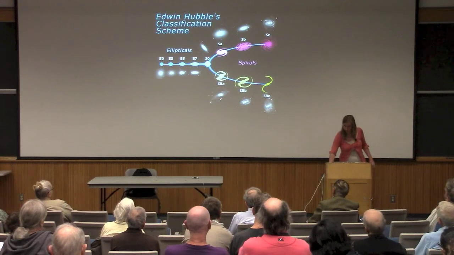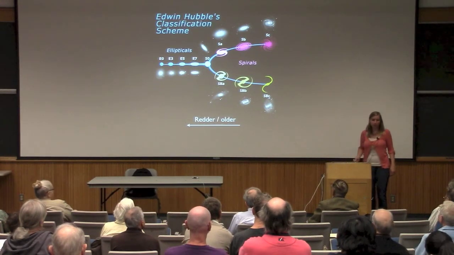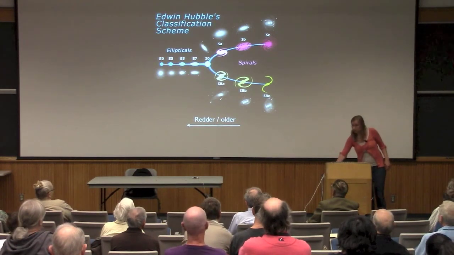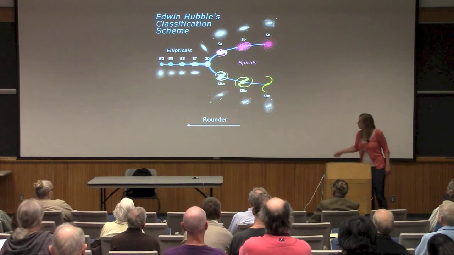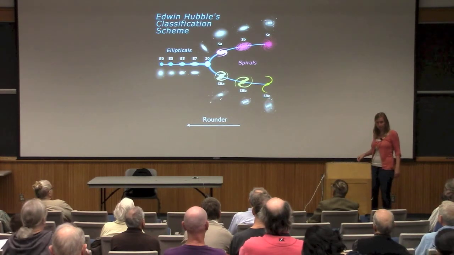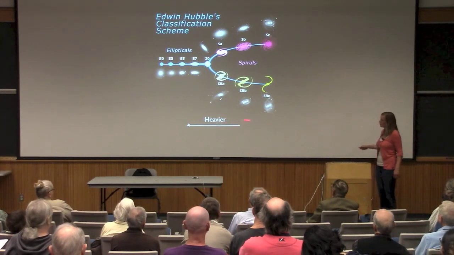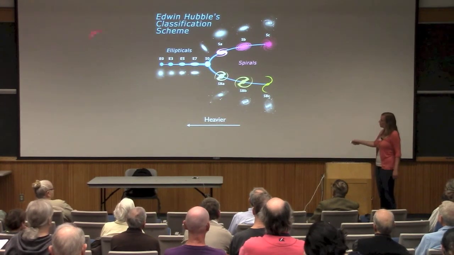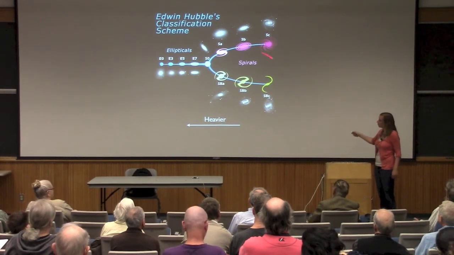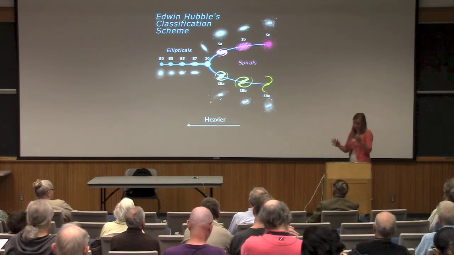We already saw that if we go to this side, the galaxies become redder because you get more older stars. If we go toward this side, they become rounder, we saw that, and they become heavier. So these galaxies have more stars than these galaxies. These are rounder than these, and these are redder. So what else is different between these two?